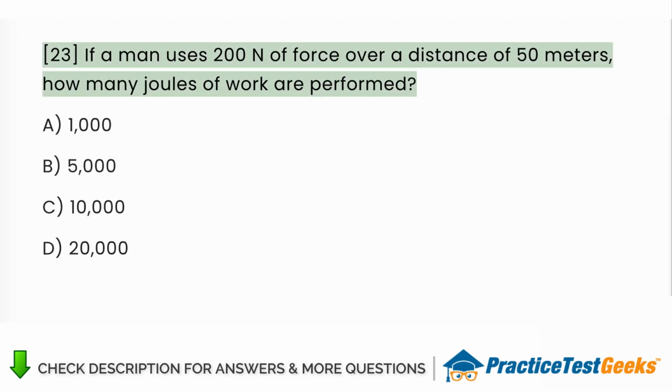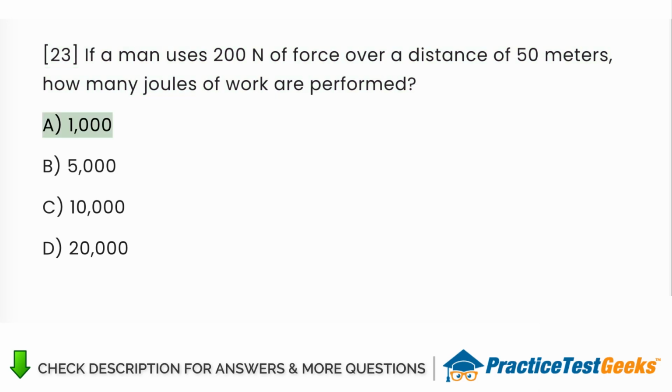If a man uses 200 N of force over a distance of 50 meters, how many joules of work are performed? A. 1,000. B. 5,000. C. 10,000. D. 20,000.